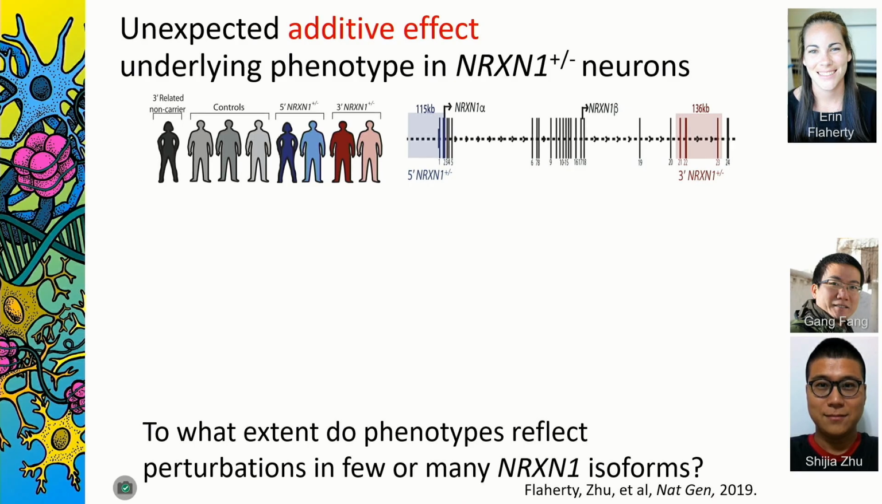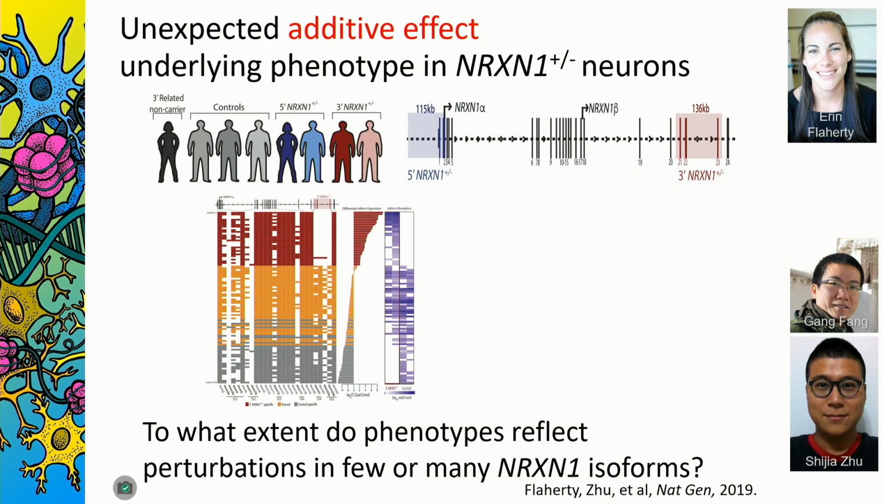So we wanted to know to what extent phenotypes in these neurons in the dish reflected perturbations in few or many neurexin-1 isoforms. This is all published, so I'll go pretty fast. What we're able to show is gross dysregulation of neurexin-1 splicing in the 3' mutant neurons. Half the isoforms were significantly decreased. Another third we didn't even detect. I think this was a limitation of sequencing depth. So, massive dysregulation of wild-type isoforms in patient-derived neurons.